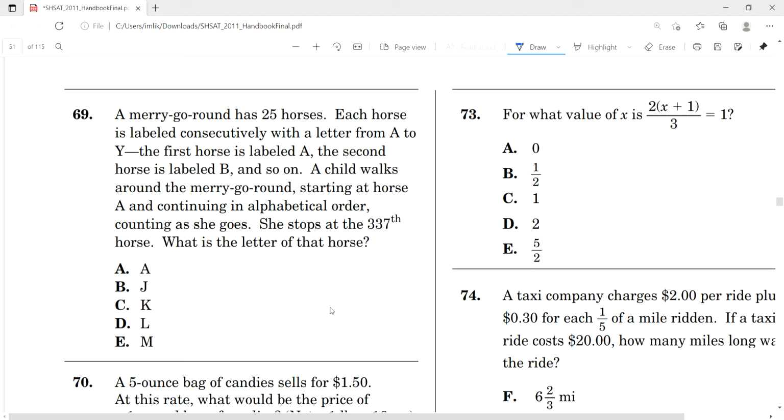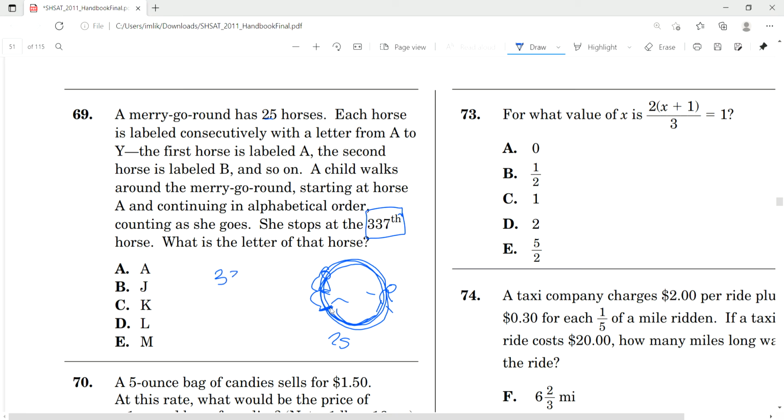Well, I don't know why, but there's a rule. Whenever you have these stupidly large numbers, you have to divide by the total. So she's in a circle, and there's 25 horses, and she walks around them 337 times. I want to know how many full circles she can get, and once she makes that full circle, I want to know how many more she goes. And I do that by dividing 337 by 25.